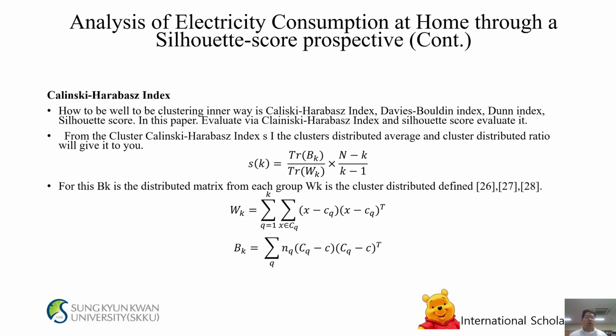Calinski-Harabasz index. Relative clustering evaluation methods include the Calinski-Harabasz index, Davies-Bouldin index, Dunn index, and silhouette score. In this paper, the Calinski-Harabasz index and silhouette score are evaluated. From the Calinski-Harabasz index, the cluster dispersion average and cluster dispersion ratio are given.